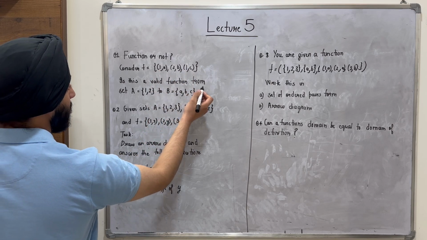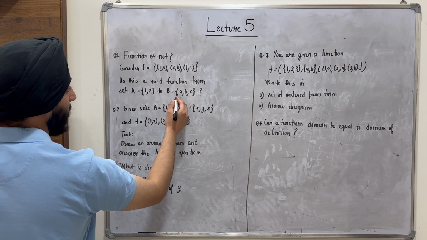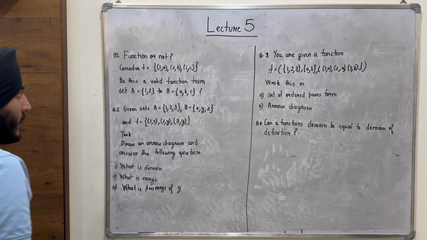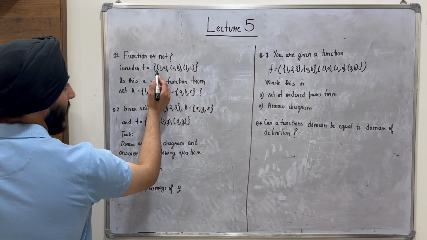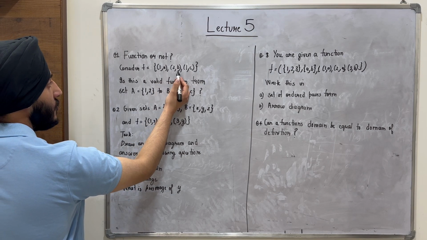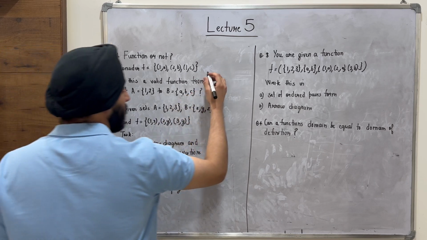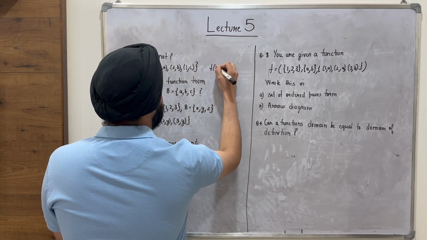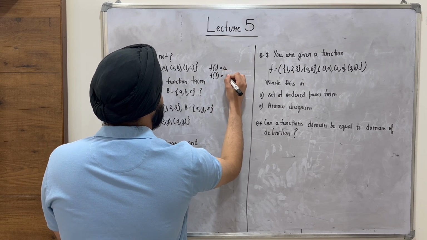Is this a valid function from set A, which contains two elements, 1 and 2, to set B, which is A, B, C? So let's try to take a look at the function. 1 has an image A, 2 has an image B, and 1 again has an image C. Now this is a problem over here, right? f(1) equals A and f(1) equals C as well.